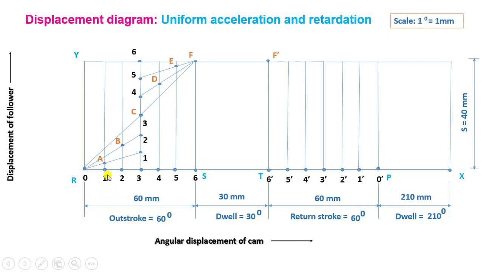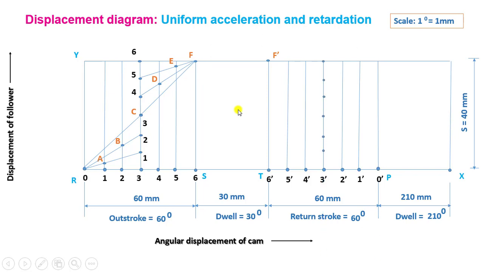So when the vertical line cuts the R1, we get point A. When vertical line through 2 cuts the line R2, we get point B. When vertical line through 3 cuts the R3 line, we get C. When vertical line through point 4 cuts F4 line, we get point D. When vertical line through 5 cuts F5 line, we get E, and finally F.